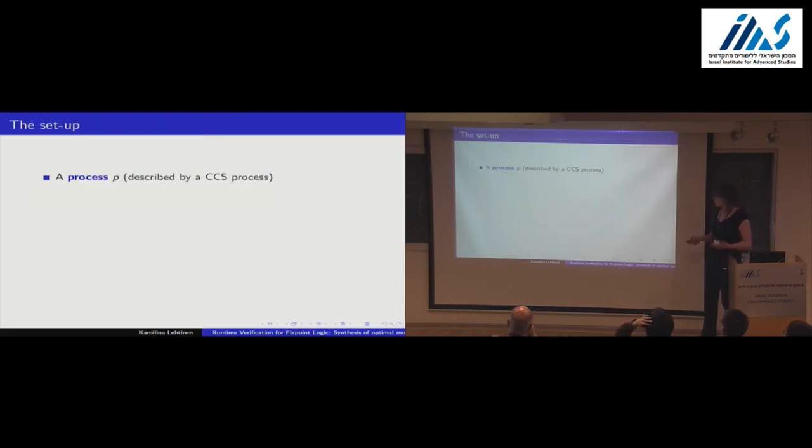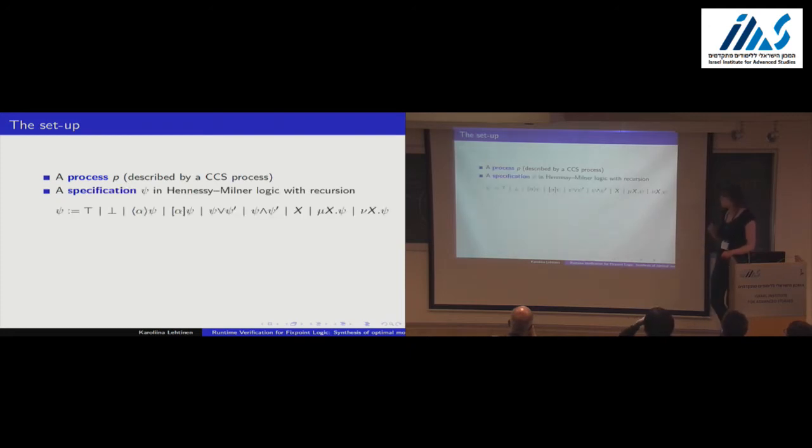So in the setup, we have a process, your system, and I'm interested in specifications that are expressed in Hennessy-Milner logic with recursion, which is essentially modal mu calculus without propositional variables. And here what's important to note is that our specification language is over properties of systems rather than properties of traces. So we can't expect to get model checking of these specifications by only looking at traces. So we're interested in, well, what can we do?